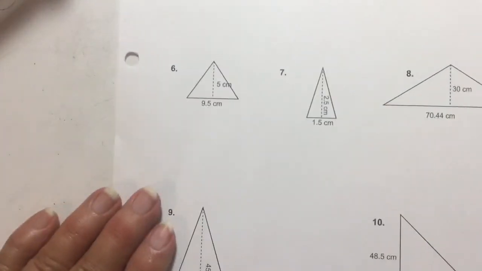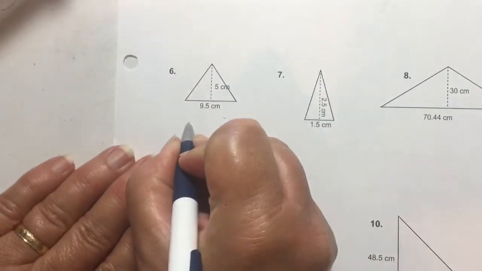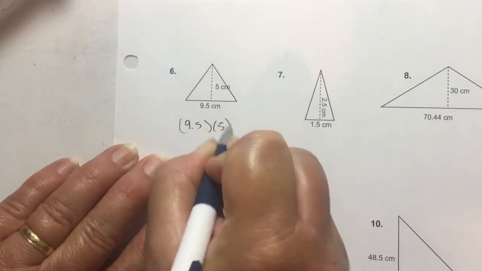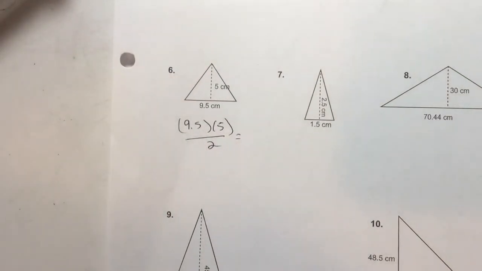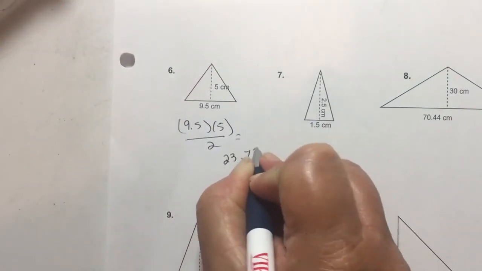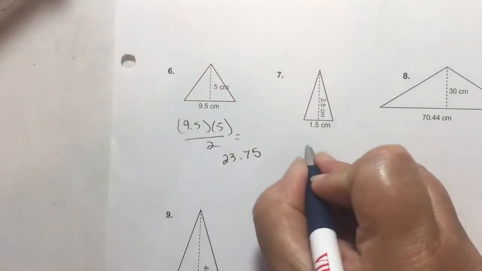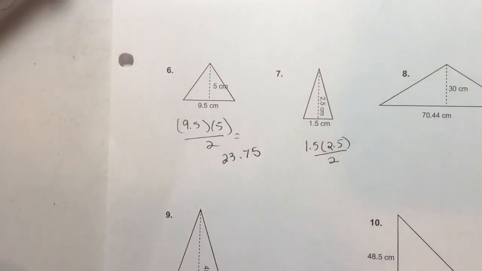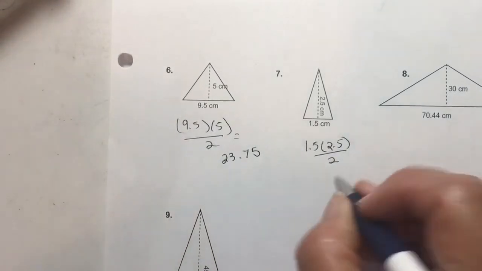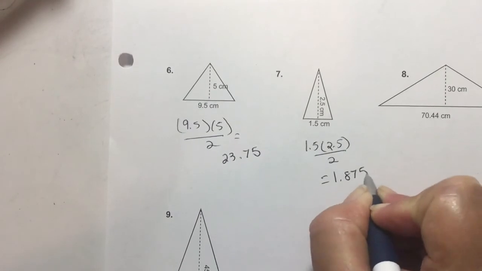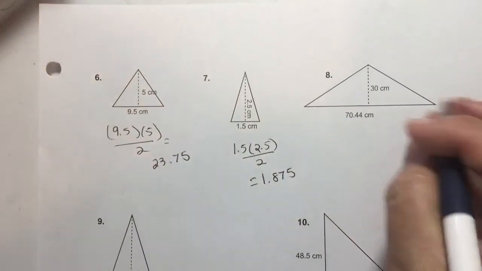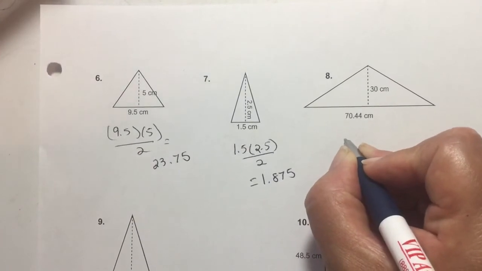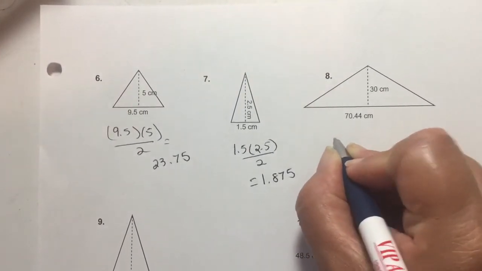Now these are decimals. Decimal problems, decimal answers. So 9.5 multiplied by 5 and then divide by 2. Very easy to put this into the calculator and get 23.75. Number 7, base times height divided by 2. 3.75 divided by 2 is 1.875. Aren't we happy we have calculators? Remember, if you don't have one, there is a link to an online calculator on our page.